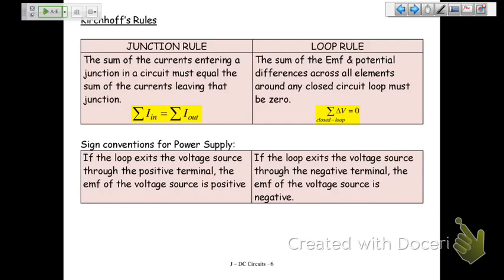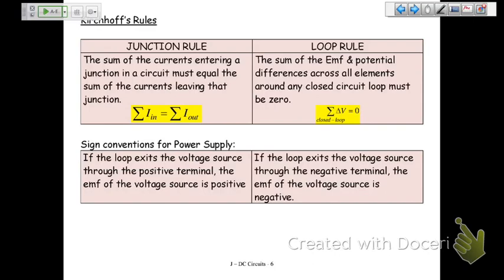So you imagine you take your finger around the loop that you're interested in, and you decide, am I going to go in a clockwise direction or anticlockwise direction? I recommend clockwise. And basically you work your way through it, and you decide on the value of things. So is this battery a positive EMF or a negative EMF? Take your loop, and if you exit via the negative terminal, it's a negative EMF. If you exit via a positive terminal, it's a positive EMF.